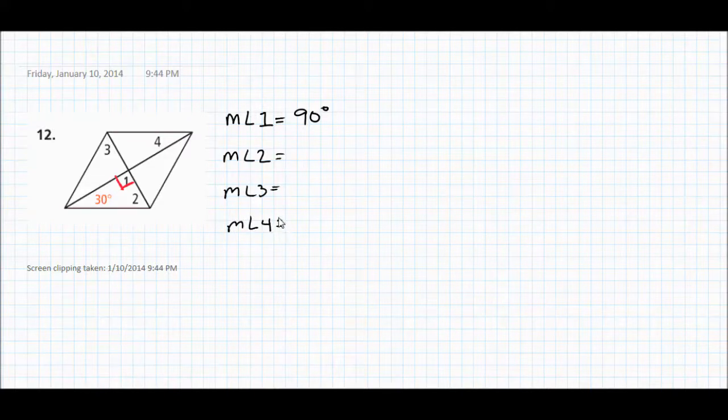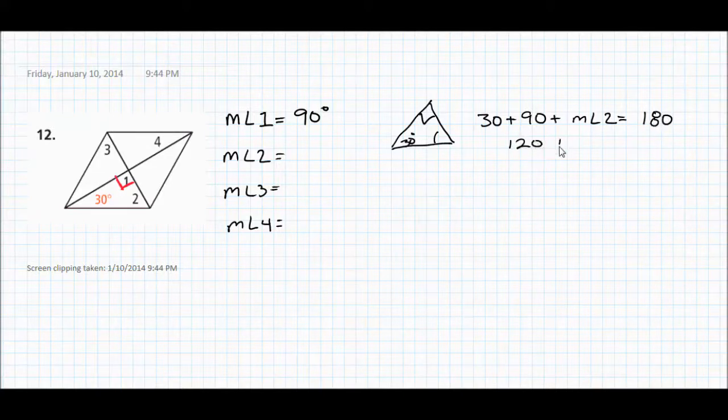Well, by inspection we can see the little triangle. It's not a very good drawing, but we have 30 degrees, we have 90 degrees, and we have angle 2. So we can say 30 degrees plus 90 degrees plus the measure of angle 2 equals 180. Well, that'd be 120 plus the measure of angle 2 equals 180. Subtract 120 on each side. The measure of angle 2 must equal 60.